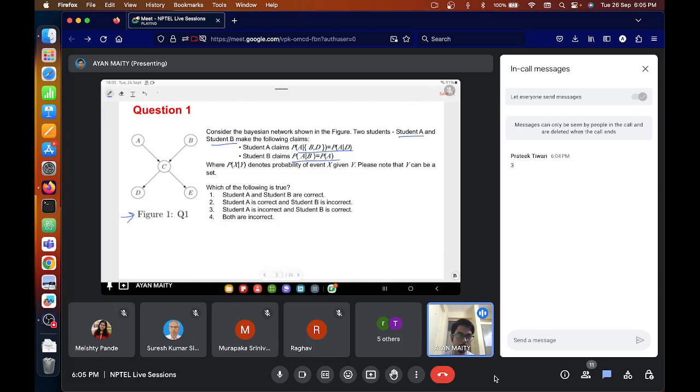I've already got one answer from Pratik Tiwari. He is saying option 3, which is student A is incorrect and student B is correct. Okay, that was really fast. You can take your time. This is not a very easy question, so you can take your time and write your answer in the chat.